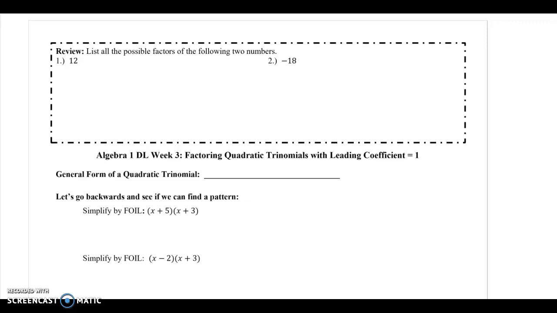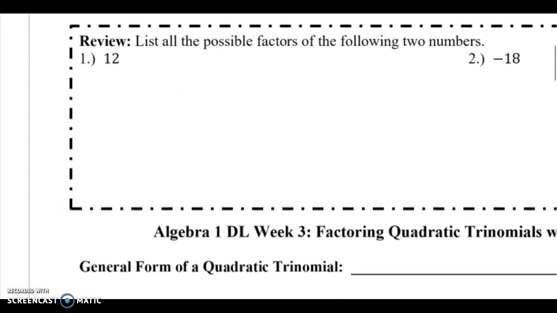All right, real quick review though, possible factors of numbers. So factors are numbers that multiply to equal the bigger number. So two numbers that multiply to equal 12 would be 1 and 12. I like to list them out like this, 2 and 6 and 3 and 4. So those are my factors.